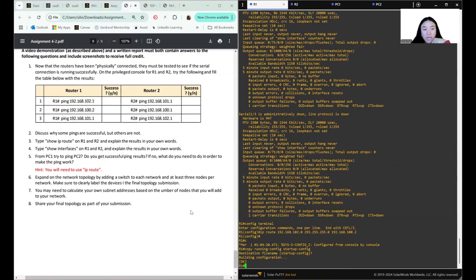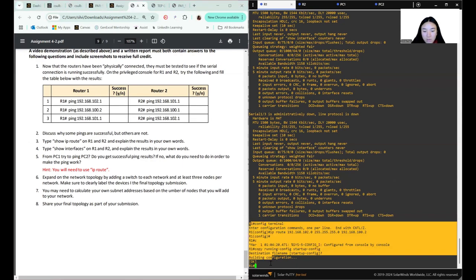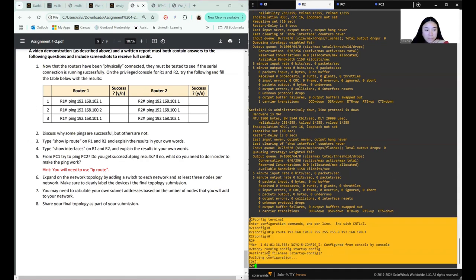And then along with that, it said that we will need to use IP route, which here on router 1 and router 2 is where I routed the configurations from PC1 to router 1, and then router 2 and PC2, which I believe is all right here for router 1, and then right here for router 2.